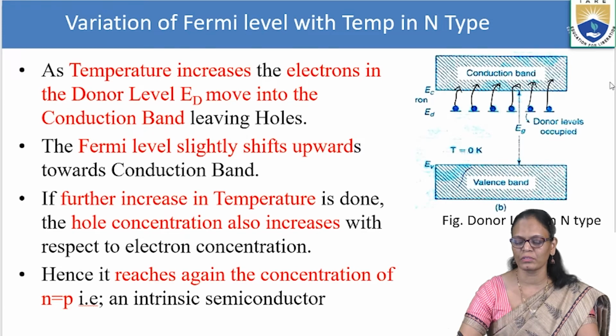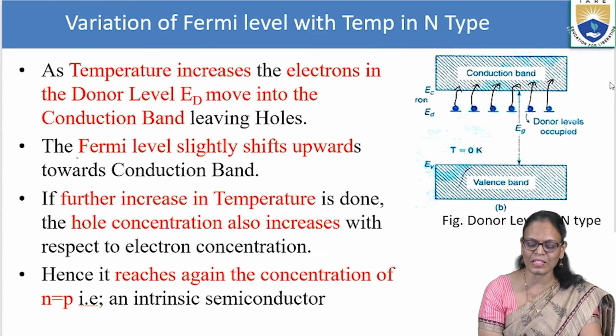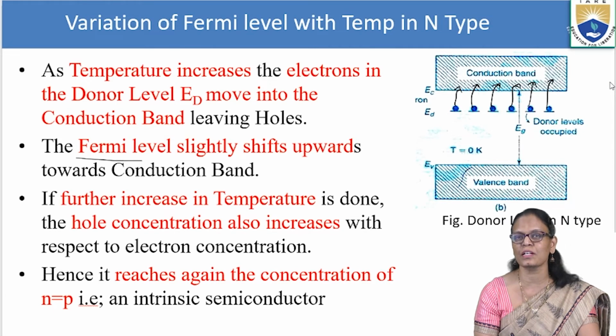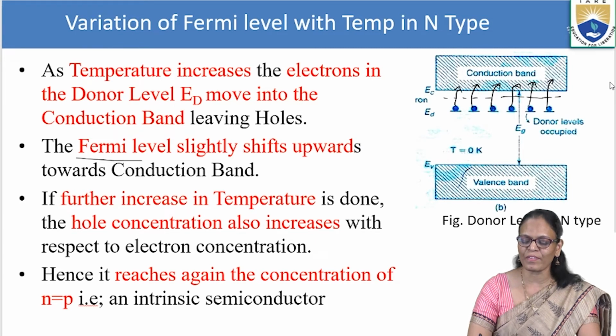They move to the conduction band. So when they are moving to the conduction band, there are electrons in the conduction band and we will find holes here, and there are no holes in the valence band. So the Fermi level slightly shifts upwards towards the conduction band. What happens now is the Fermi level will shift till here, because when you have electrons here, I say this is the highest level that is occupied. So the Fermi level definitely shifts towards the conduction band.